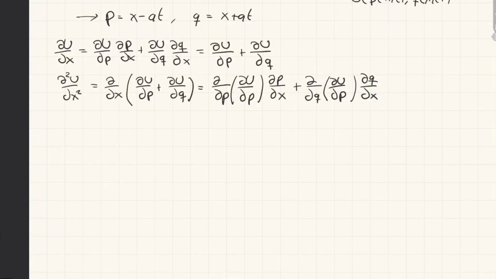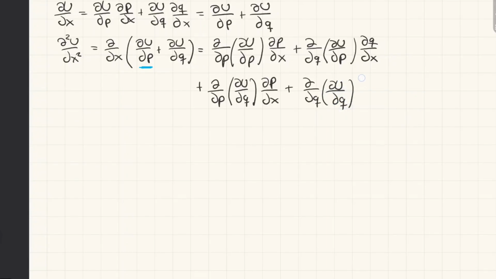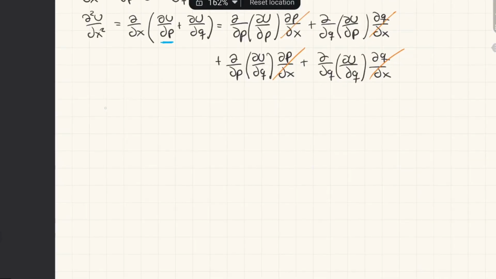Okay, so this was for the first element of the sum. Now we have the derivative with respect to p of the derivative of u with respect to q, times the derivative of p with respect to x, plus the derivative with respect to q of the derivative of u with respect to q, times the derivative of q with respect to x, right? So as we mentioned, these are just equal to 1. So we are going to have something like this.